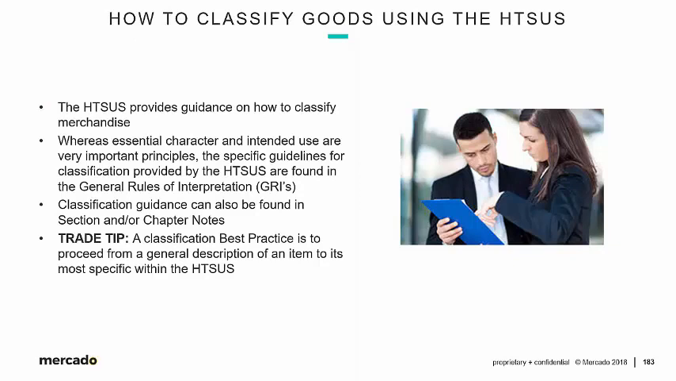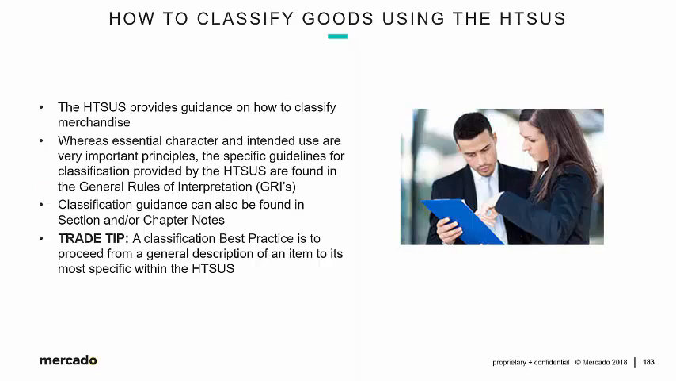Second bullet, whereas essential character and intended use are very important principles, the specific guidelines for classification provided by the HTSUS are found in the General Rules of Interpretation, the GRIs. We looked at them in a previous section. We're going to come back and look again. As we also stated, we'll say it again in our third bullet, classification guidance can also be found in both section and/or chapter notes.